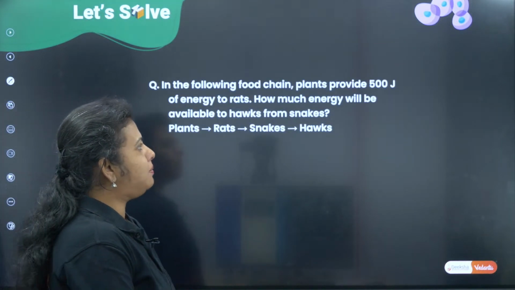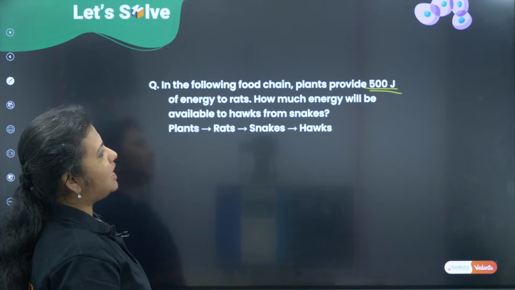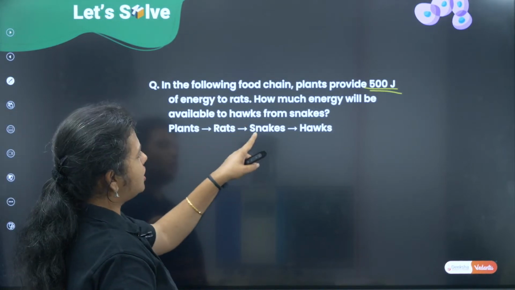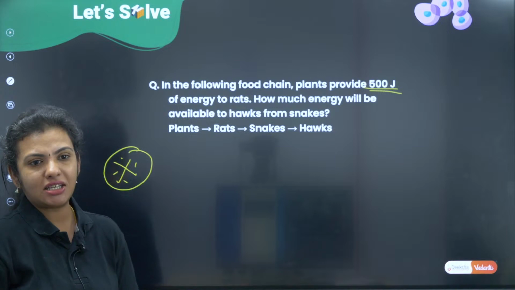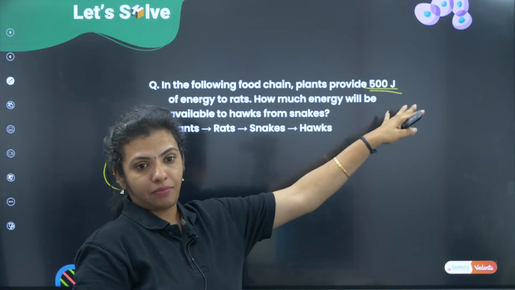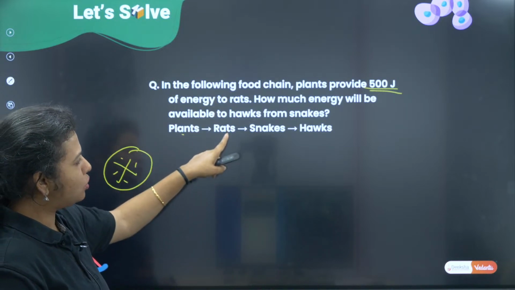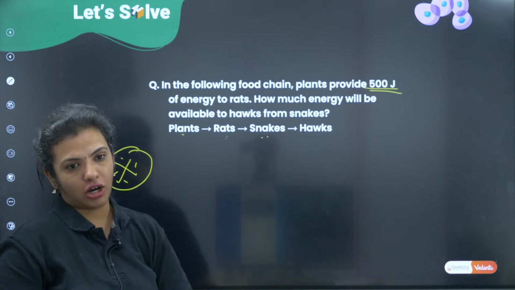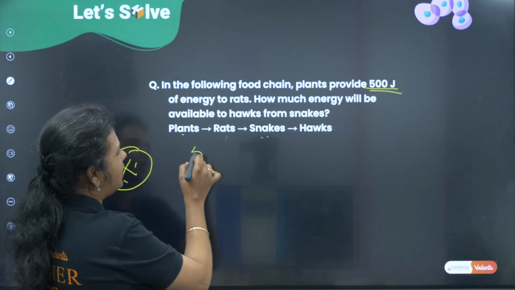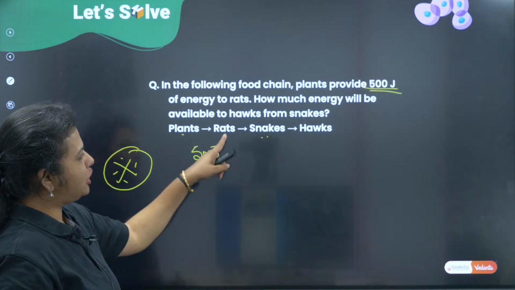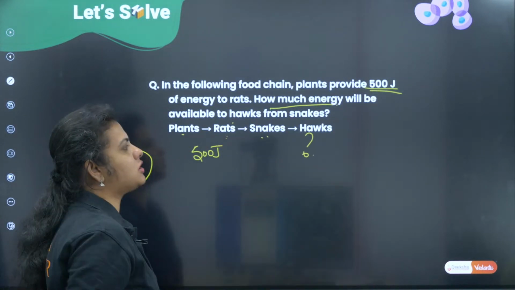In the following food chain, plants provide 500 joules of energy to rats. How much energy will be available to hawks from the snakes? Okay, this is again a repeated PYQ they have asked, in different numbers here. So what do you think is the answer, children? In the following food chain, the food chain is plants to rats, rats to snakes, snakes to hawks. Correct? So, we have the plants giving 500 joules of energy to the rats. They are asking us how much energy will be available to hawks from the snakes.